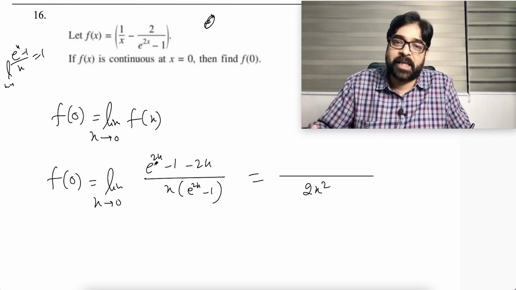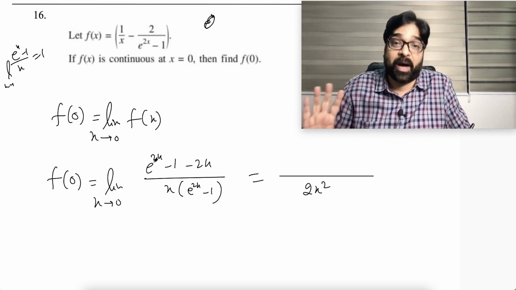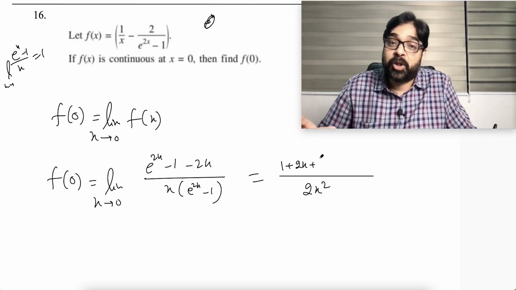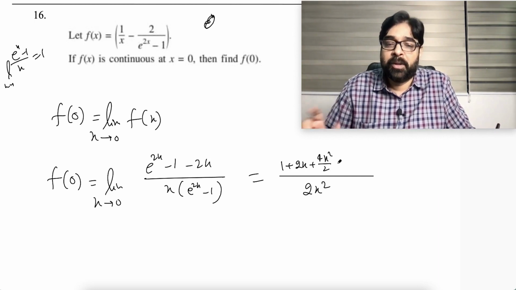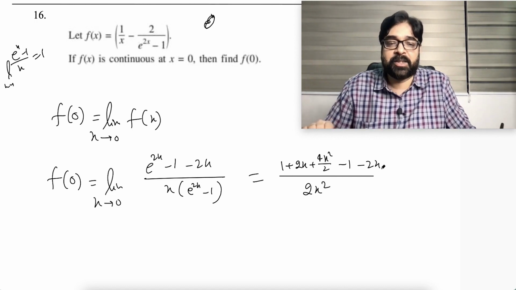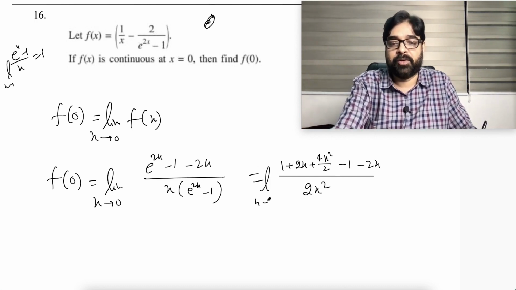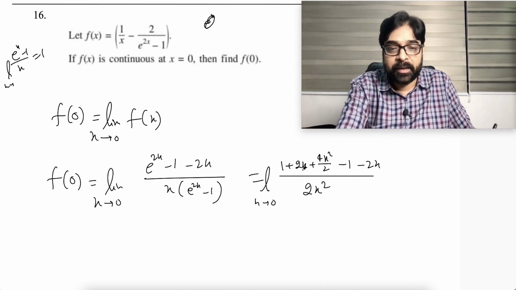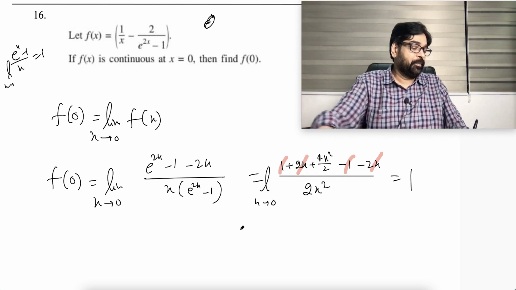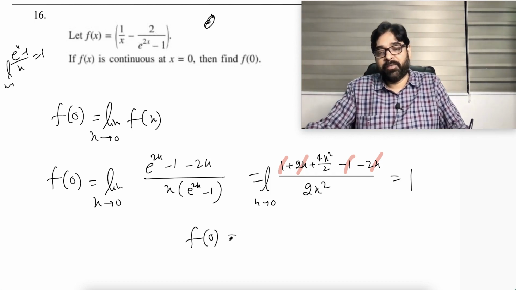Now the e power 2x series I am going to write, but only up to x square. So 1 plus 2x plus 2x whole square, meaning 4x square by 2. That's all. Minus 1, minus 2x. Question over. This 2x goes, this 1 goes, and this 4 by 2 will become 2. The 2x square cancels, which means 1. So f of 0 is 1. Finish. Question over.